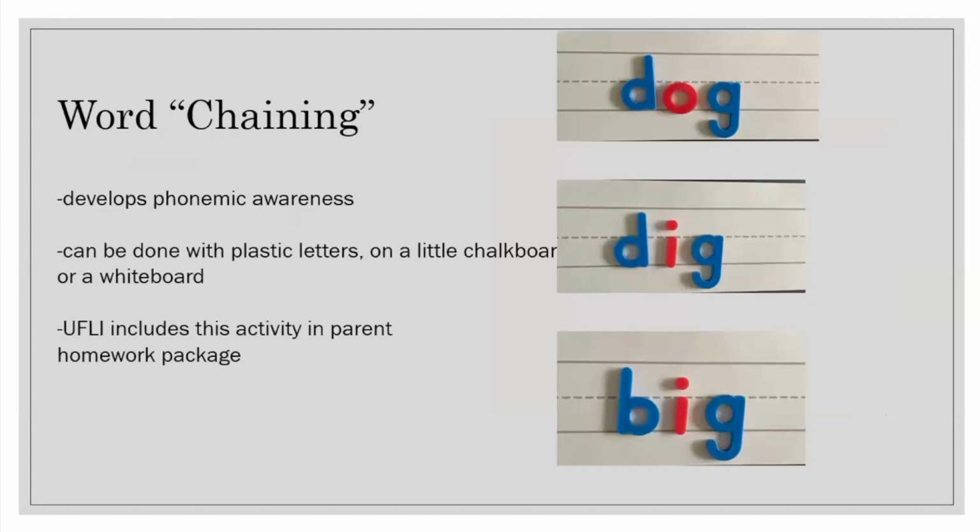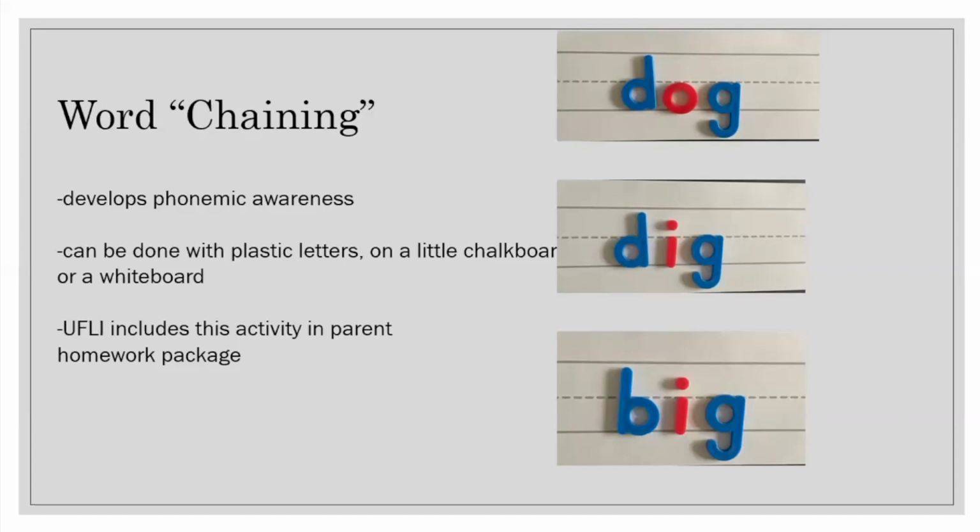So first ask the students to spell the word dog, then ask them to change the o to an i and tell you the new word. Then ask them to change dig to make it say big. This activity develops phonemic awareness, which is critical for both reading and spelling. It can be done with plastic letters on a little chalkboard or a whiteboard. UFLY includes this activity in their lessons and in their parent homework package. Parents do need to be trained, and UFLY includes a link to a video to help with that.